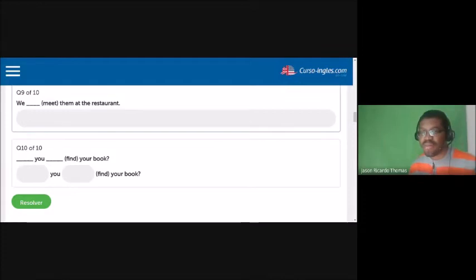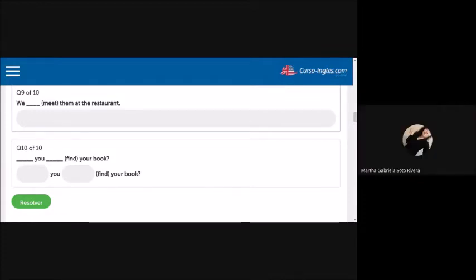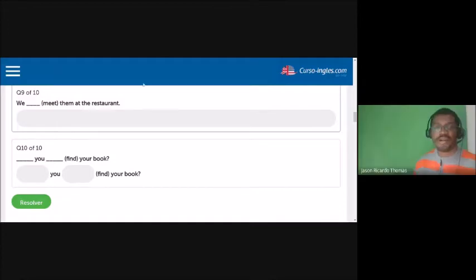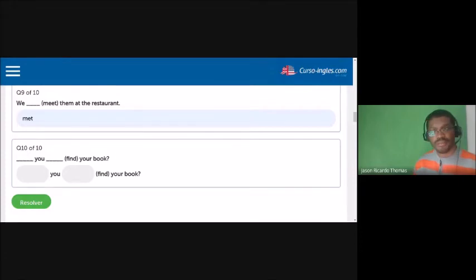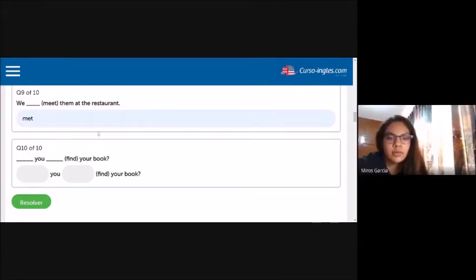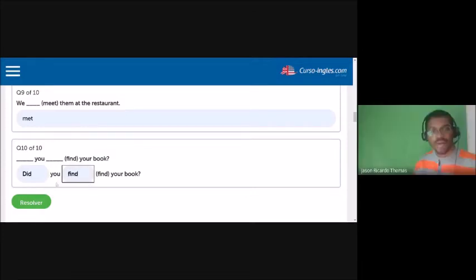We meet in the restaurant. Also a pretty tricky one. It's irregular. Meet becomes met. We met them at the restaurant. And: Did you find your book? Remember, if it's a question or whenever you have an auxiliary, your verb doesn't change.